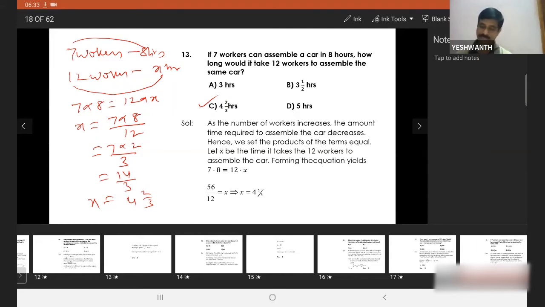So children, please remember, we cannot multiply workers and hours. Workers into time equal to workers into time, this is how we need to proceed. Or otherwise, take the ratio of workers equal to ratio of time, and you get the answer.